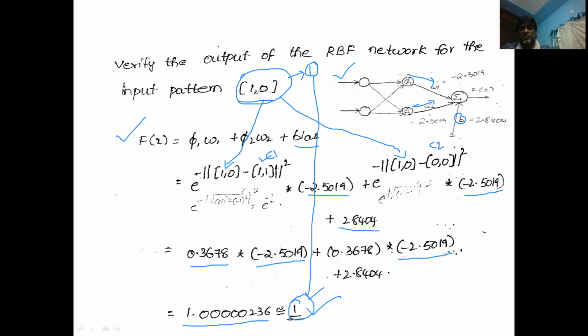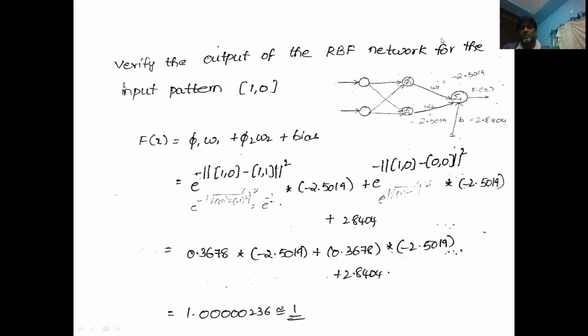You can also test for some other input patterns. Try to calculate it for 0 comma 1 or 0 comma 0. For 0 comma 1, the output should be 1. For 0 comma 0, the output should be 0. For 1 comma 1, the output should be 0. You can test for other input patterns also. Please practice one more input pattern and verify its answer. So with this, we have completed the design of the RBF neural network.